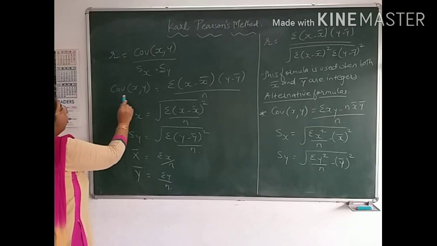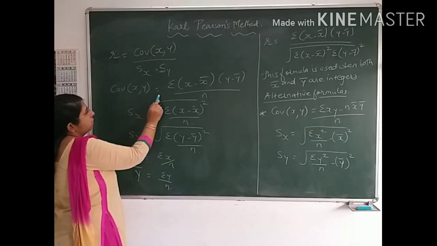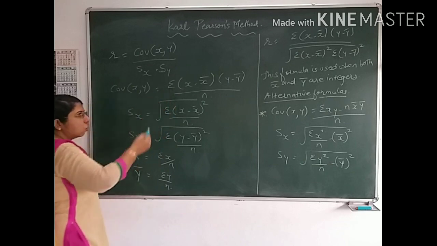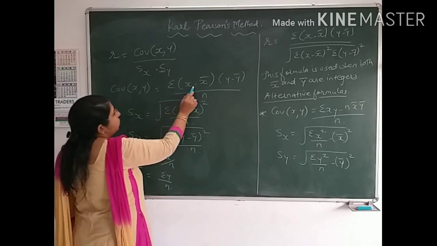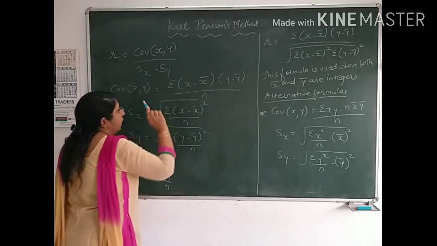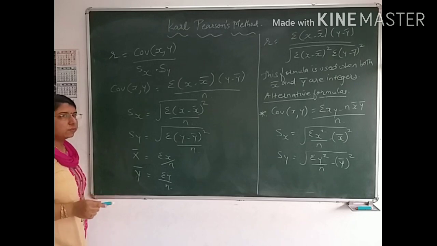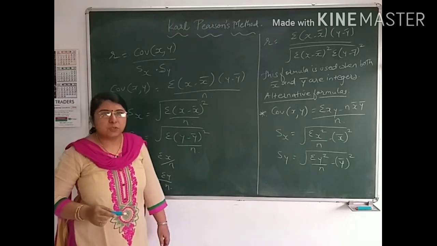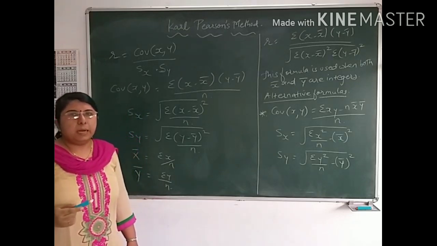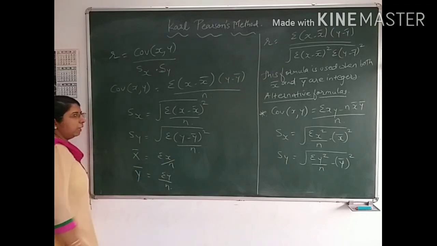Now how to find covariance of xy? The formula of covariance of xy is equal to sigma, sigma means total sum, sigma x minus x bar into y minus y bar upon n. Now x bar you know how to find. X bar means mean. Already we have studied in standard 11 measures of central tendency, mean, median and mode. In that, x bar we used to find out by sigma x upon n.